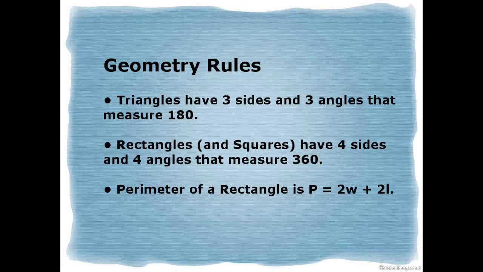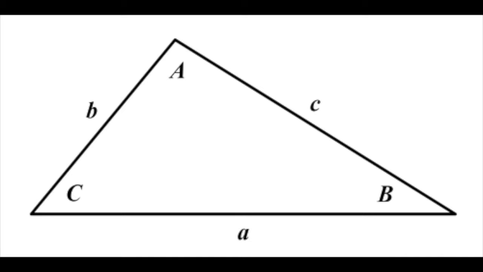So how many parts does a triangle have? Did you say 3? What did the rules say? Triangles have 3 sides and 3 angles. That's 6 parts. Let me show you with this triangle here. The sides are labeled ABC, and as you can see, they're all lowercase abc. And the angles are labeled with uppercase letters, ABC.